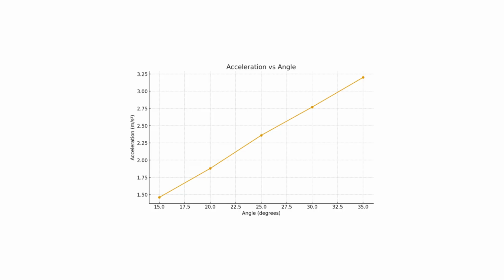As expected, the block's acceleration increased as the incline angle became larger. This matched the theoretical model because the parallel component of gravity increases with angle while the frictional force, which depends on the normal force, becomes weaker. From the linear graph, I used the y-intercept to determine the kinetic friction coefficient.